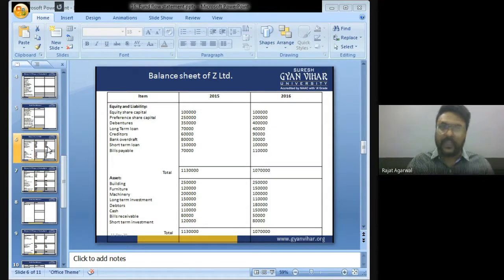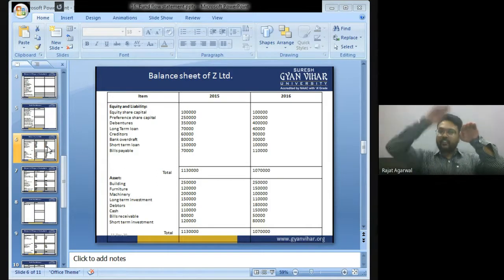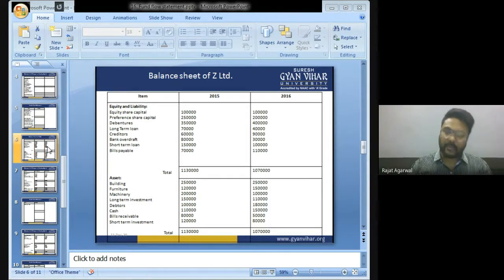Preference share capital. In 2015, preference share capital was 2,50,000 and in 2016, it is 2 lakh. Now has it increased or decreased? Sir, in 2016, preference share capital has decreased by 50,000. Got my point? Decrease means we have repaid the preference share capital.